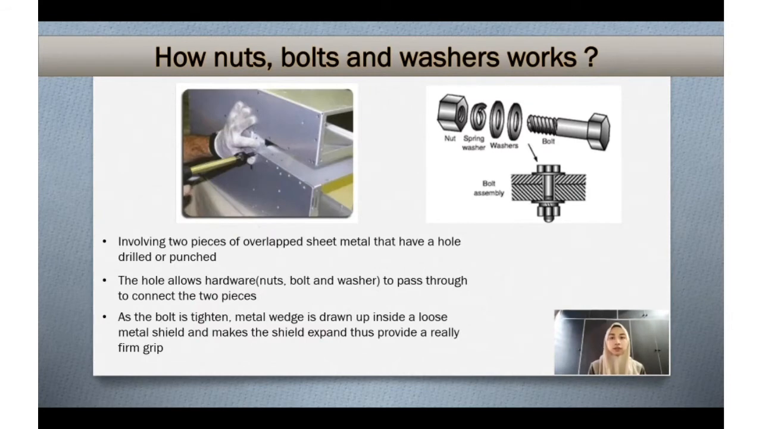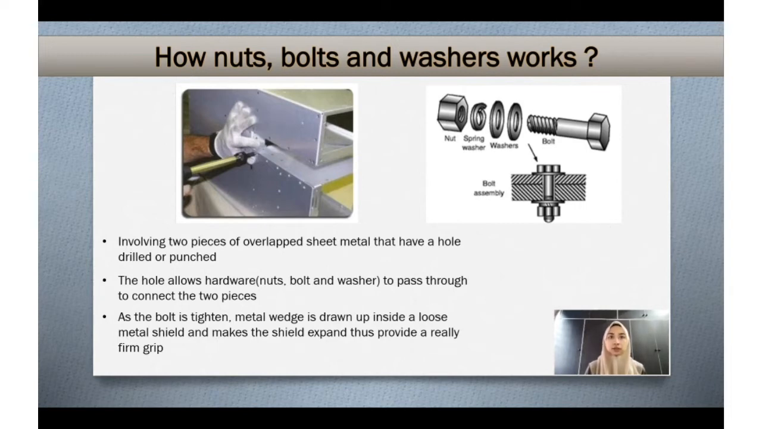How nuts, bolts, and washers work. Nuts, bolts, and washers work when there are two overlapping pieces of sheet metal that have a hole, either drilled or punched. The hole allows hardware such as a nut, bolt, and washer to pass through it to connect the two pieces together.